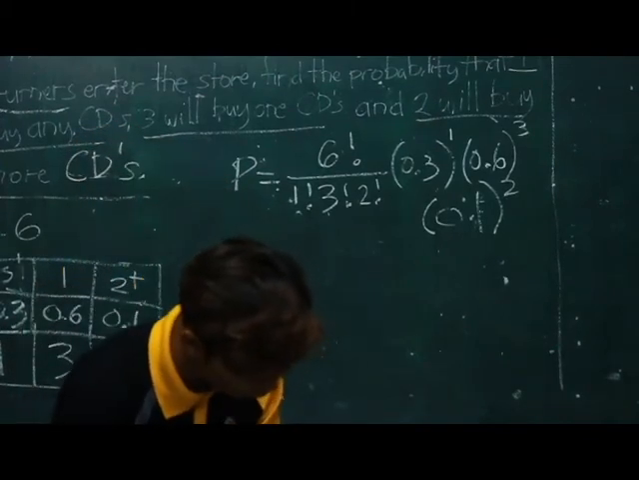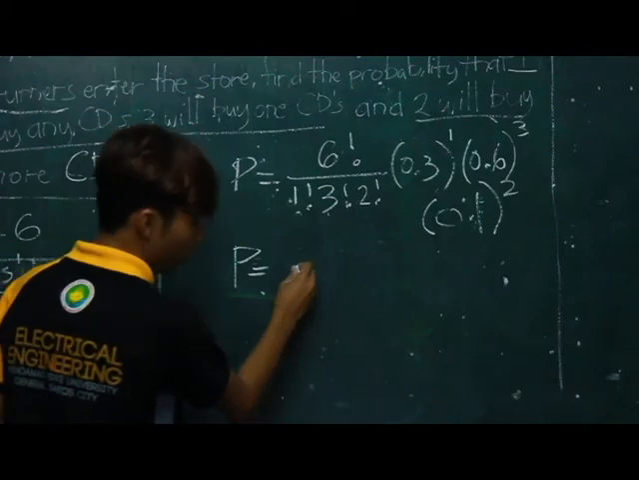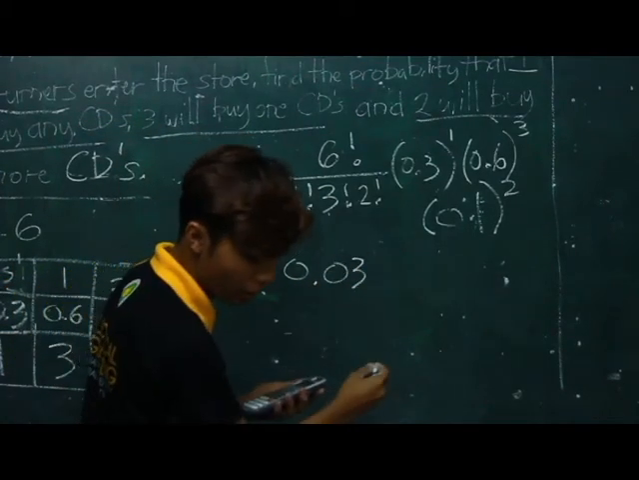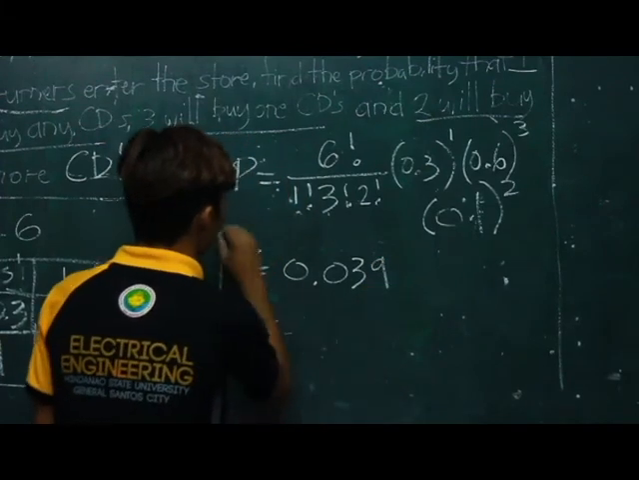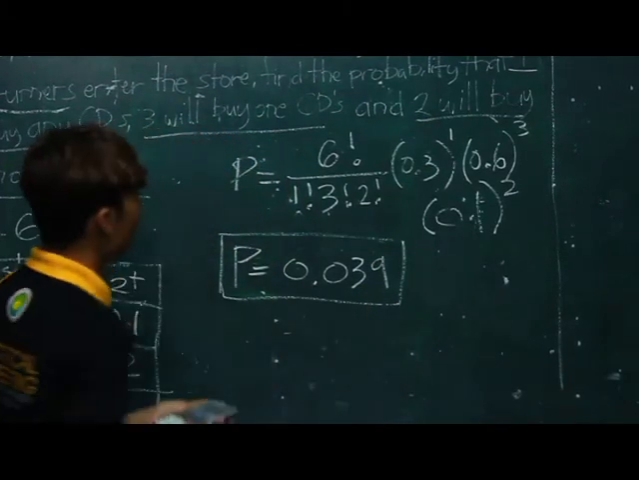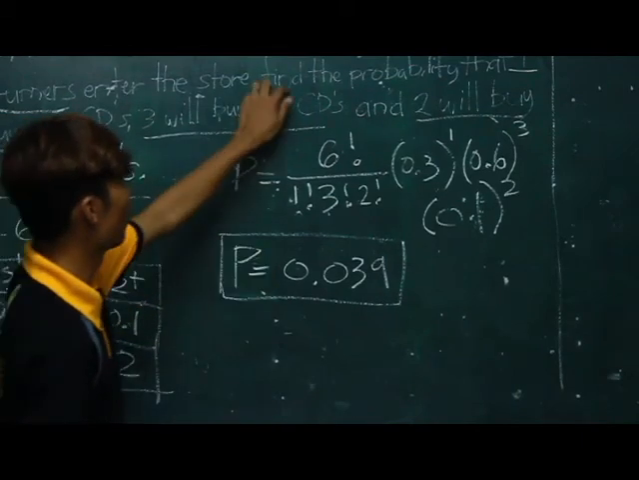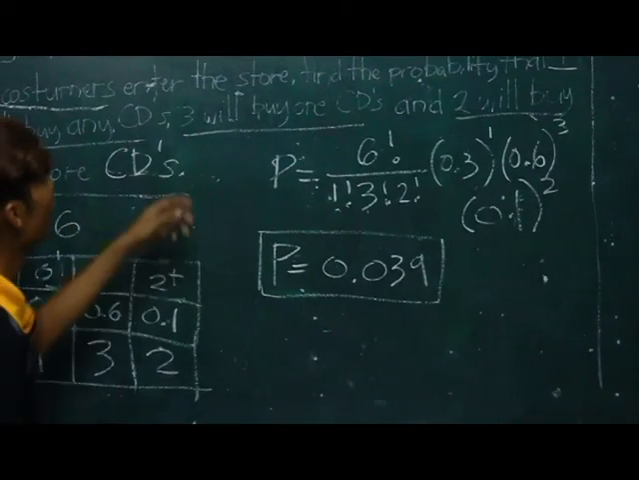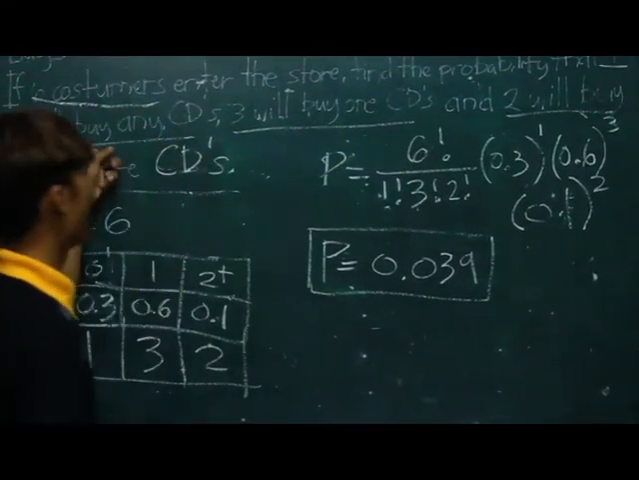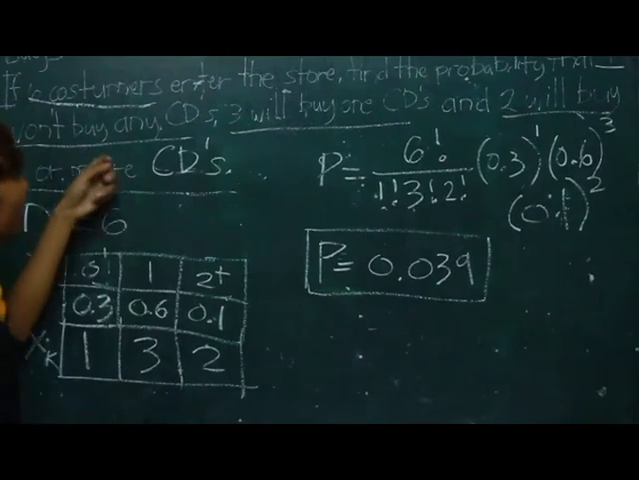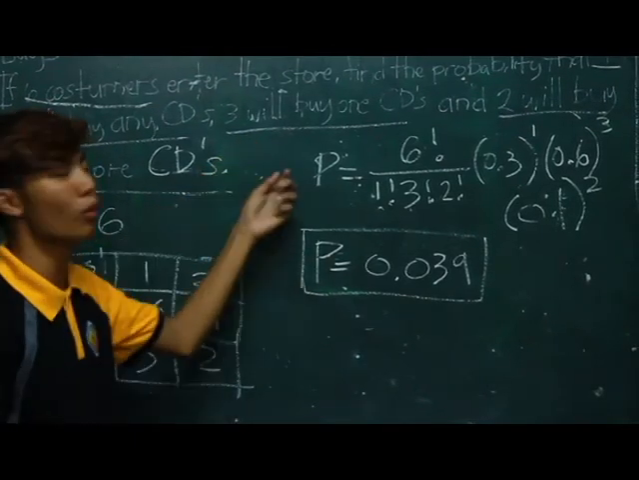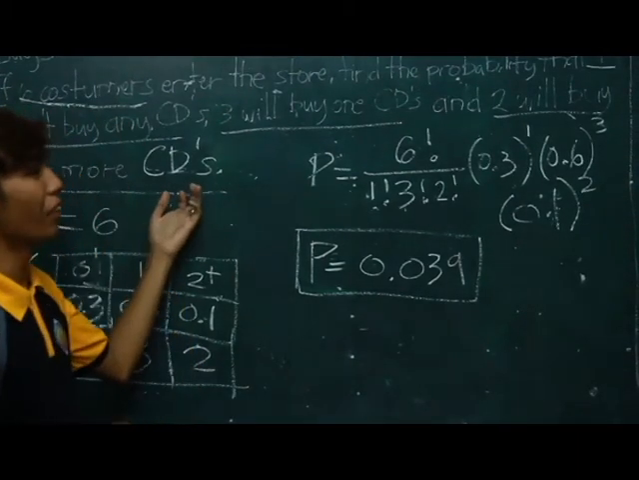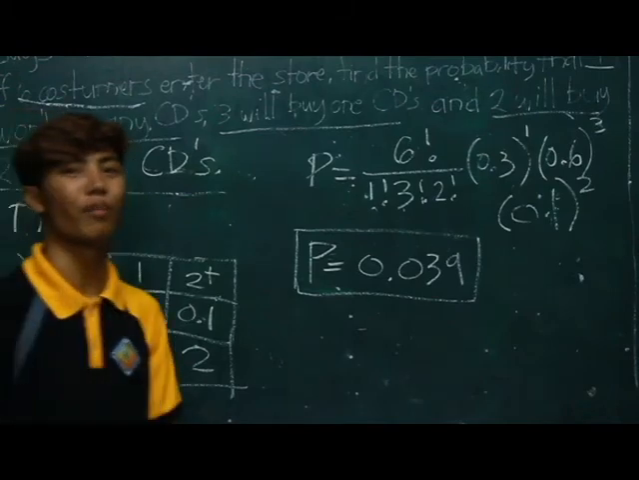So all in all, we'll have your probability of 0.039. So this is the answer. This probability here is the probability that in 6 randomly selected customers, 1 won't buy a CD, 3 will buy 1 CD, and 2 will buy 2 or more CDs. So that concludes our multinomial distributions, and stay tuned for more examples.